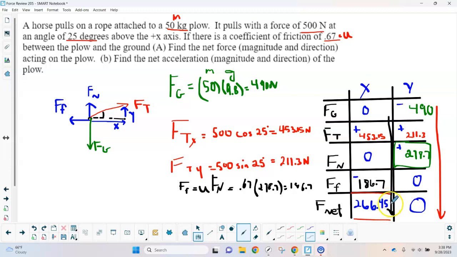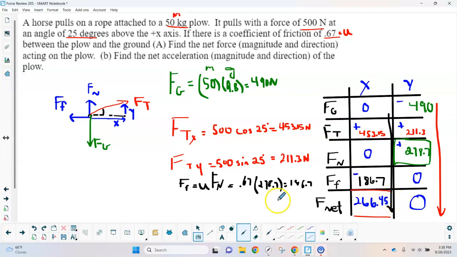Okay, so that is the net force, and then we're going to use that to solve for the net acceleration. That's newtons. All forces are measured in newtons, so that's part A. And then we're going to use that value in part B.